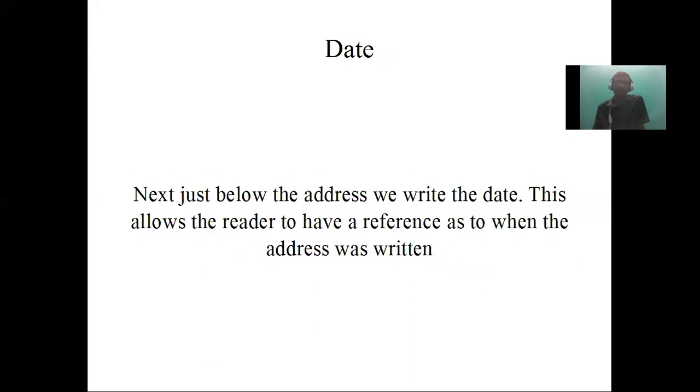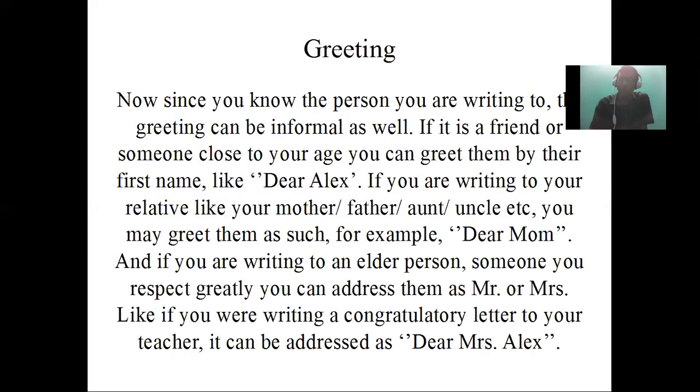Then comes the question of date. Next, just below the address, we write the date, as you have also seen that I have written it on the right side of the letter. I have put a date there also. You can write it on the left side or the right side, that is not a problem, but you have to place the date just below the address. This allows the reader to have a reference as to when the letter was written. Then the reader can get the idea of when you have written this informal letter.